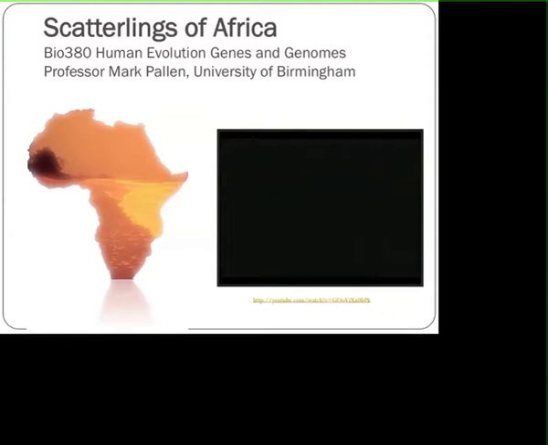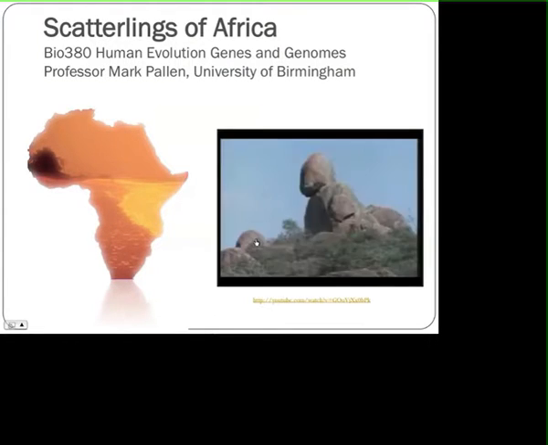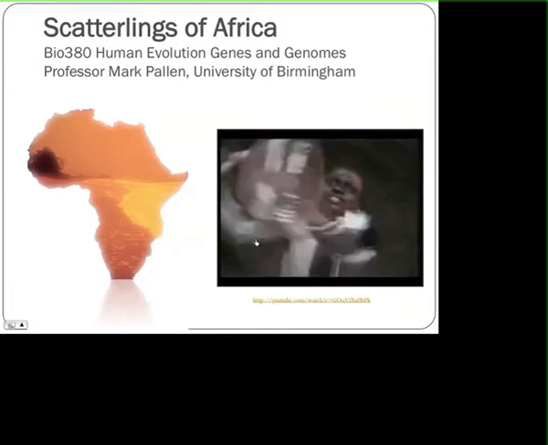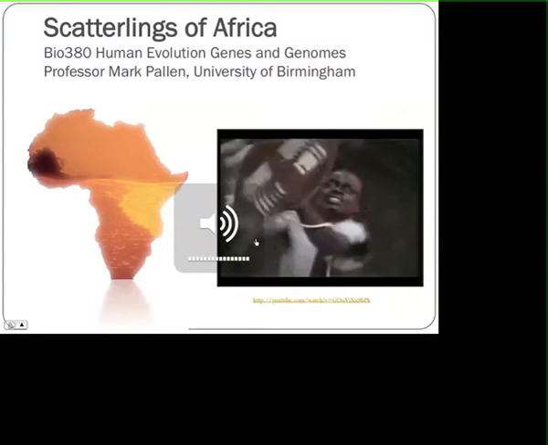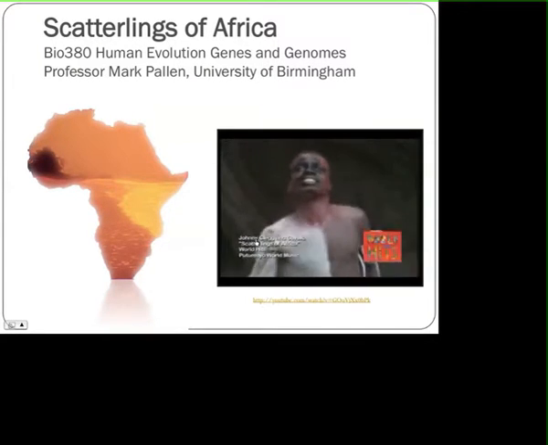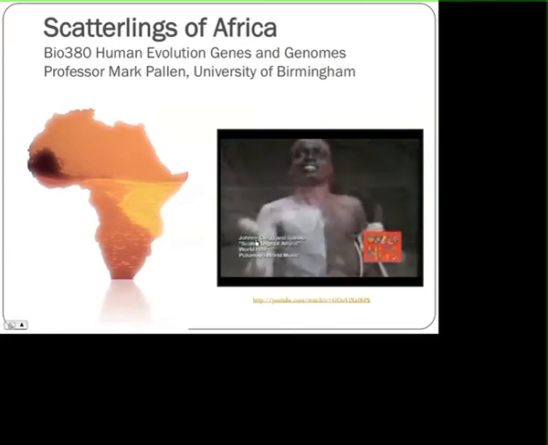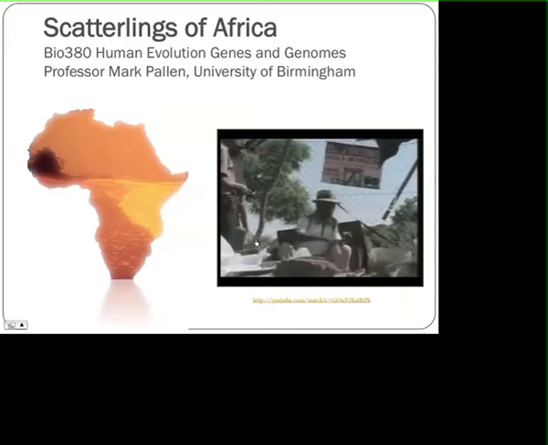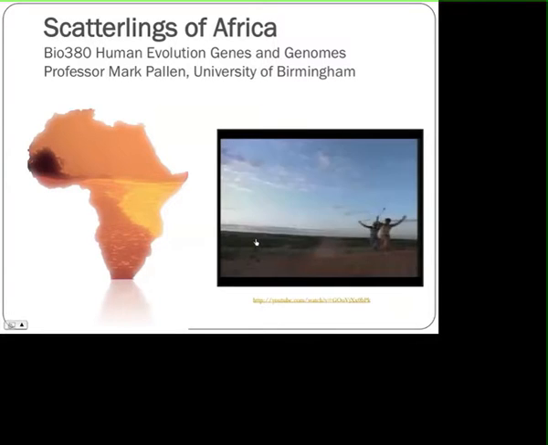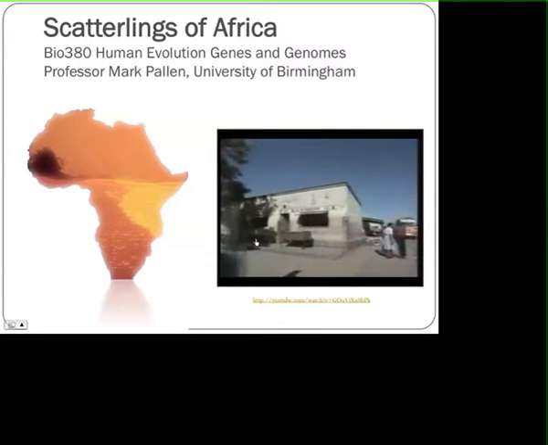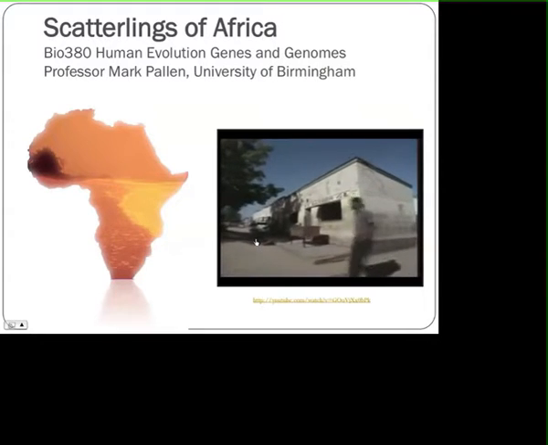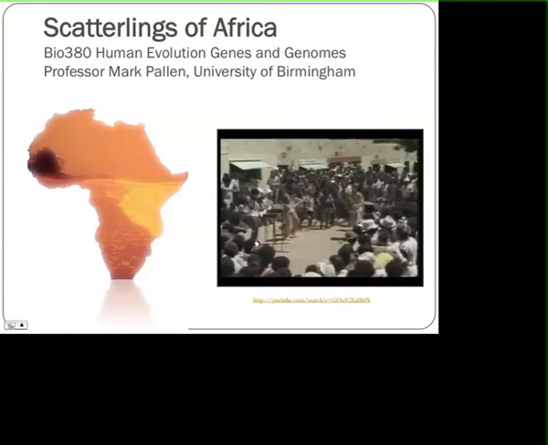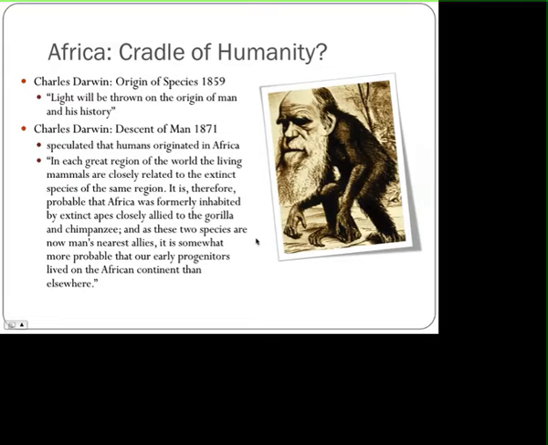Now, if I'd had time, I'd have shown you a video to start. I'll just give you one 10-second clip, which just sets the scene. It's called The Scatterlings of Africa by Johnny Clegg and Savuka, and I've just grabbed that title. There's a YouTube link there if you want to go and see that video later. But as time is short, we'll move straight on.